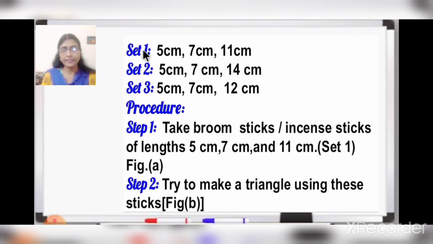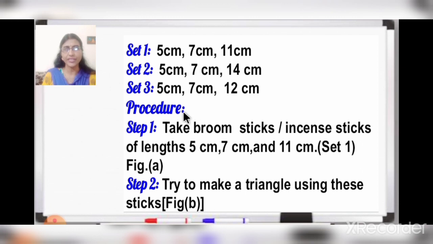And then this is set 1: 5 cm, 7 cm, 11 cm. Similarly, set 2 was 5 cm, 7 cm, 14 cm. Then set 3 was 5 cm, 7 cm and 12 cm. So all these segments you can draw on the left page. Here I would like to tell you that you can draw only this one because it is forming a triangle. Only draw these 3 line segments, so no need to draw this. We will stick the triangle on the left page.